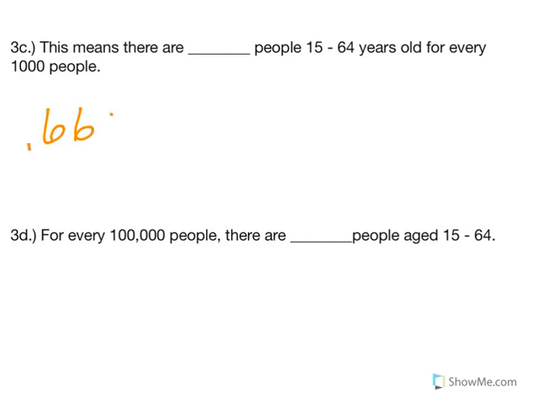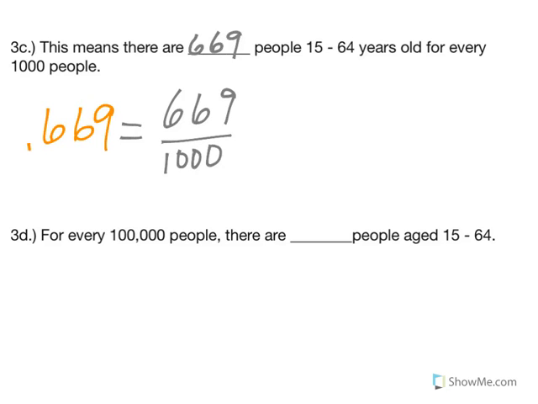Again, if we have 0.669, we could write this as a fraction of 669 over 1,000, which means for every 1,000 people, 669 of them are between the ages of 15 and 64. When we go to letter D, same concept.